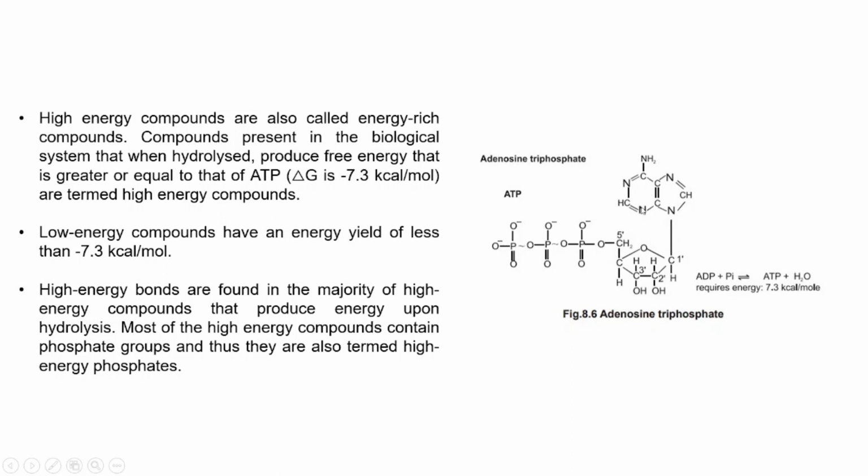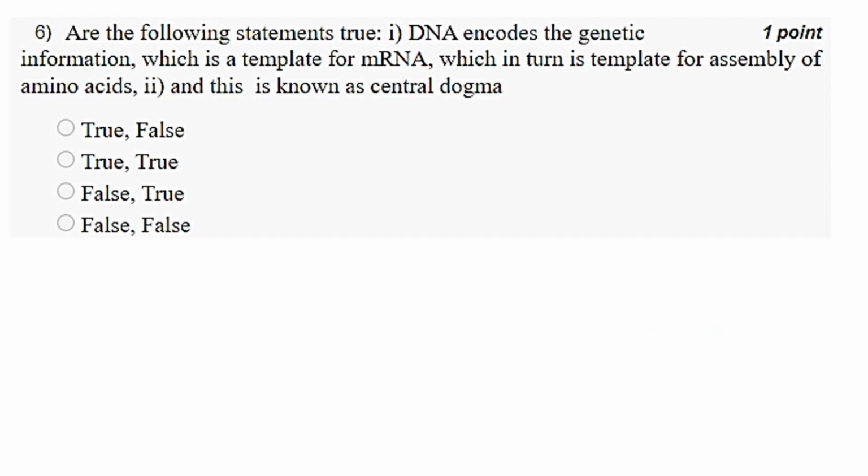These phosphate groups in ATP are very high energy bonds, and most of the high energy compounds, even except ATP, have been seen to have phosphate groups, and that's why they are also termed high energy phosphates. Okay. So this is the last question that I'll be doing this day.